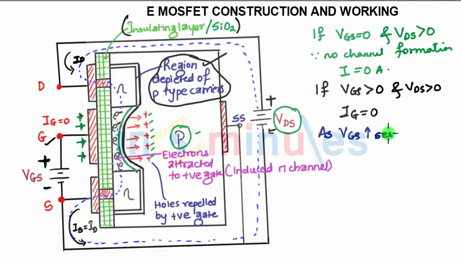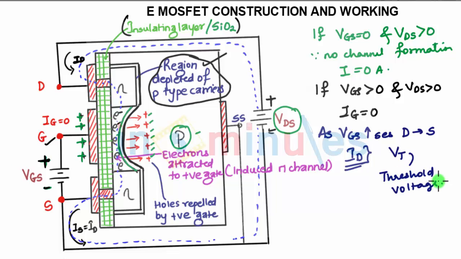The concentration of electrons near the silicon dioxide surface increases until there is flow of current. Flow of current will be from drain to source. The point from which there is a significant increase in the current ID is called VT, or the threshold voltage. Which voltage? The level of VGS that results in the significant increase in the value of ID is called the threshold voltage.